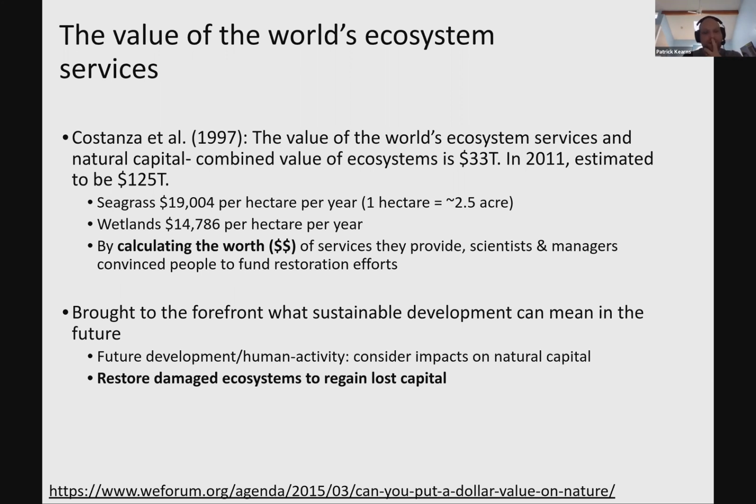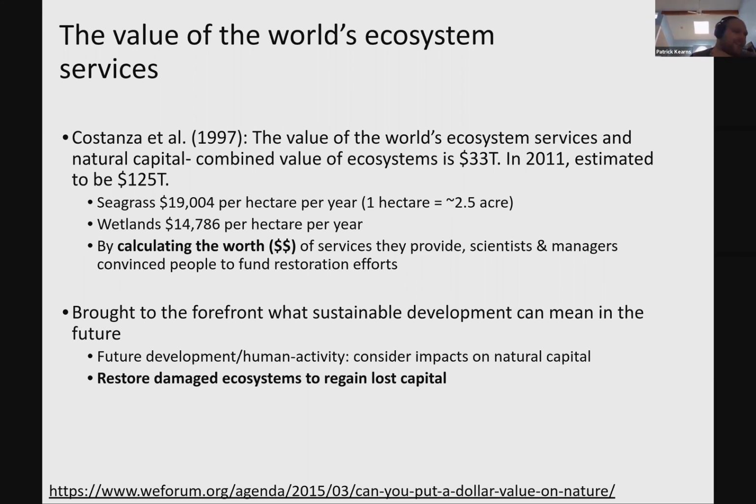Which, I don't know about you guys, but something that's 5 times the GDP of the US seems pretty dang big to me. $125 trillion, just nature doing its thing. And this is just nature doing its thing in a way that benefits us. Which is kind of a remarkable number: $125 trillion over a yearly period, which is, again, huge.